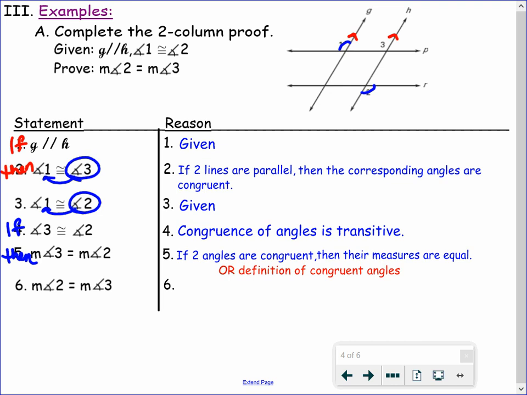That happens to be the definition of congruent angles. So you can write it either way, if-then or definition of congruent angles. But you want to be really careful because not everything is a definition and people tend to get overly confident about their definitions.